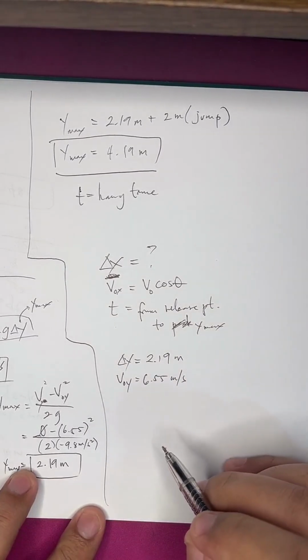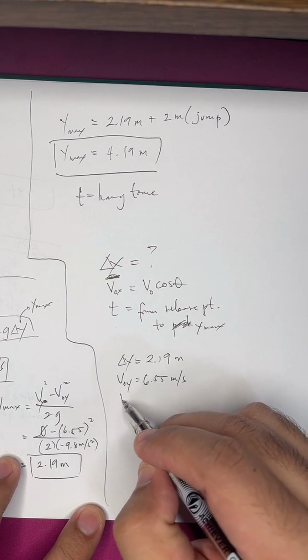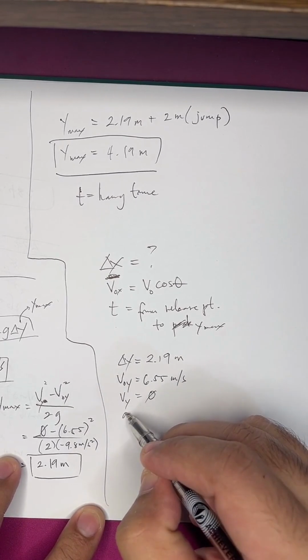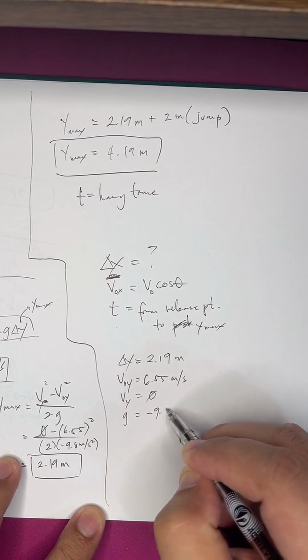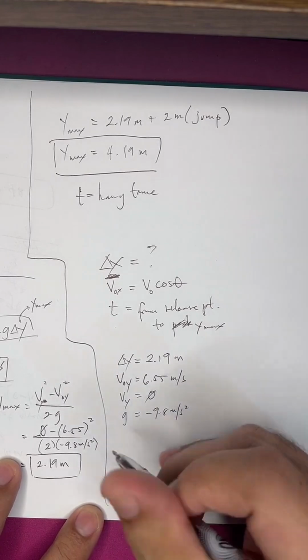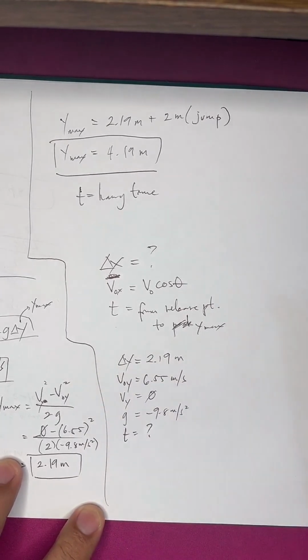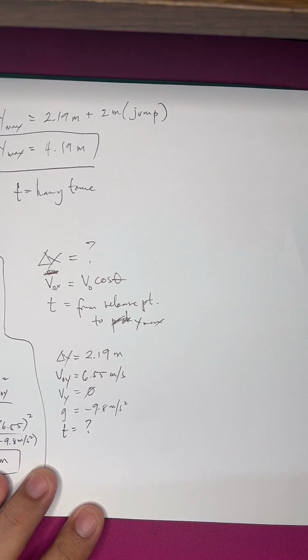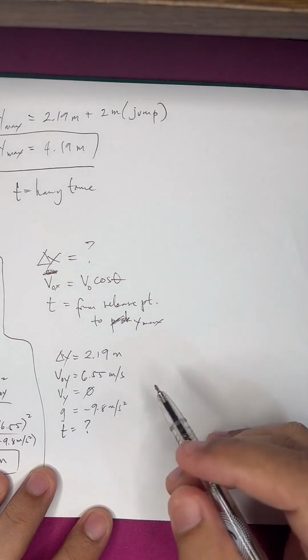Okay. Then Vy is 0. G is negative 9.8 meters per second squared. And then time is missing. I think we can go with equation 1. It's the easiest, right? Yeah, I think we can just go with equation 1.